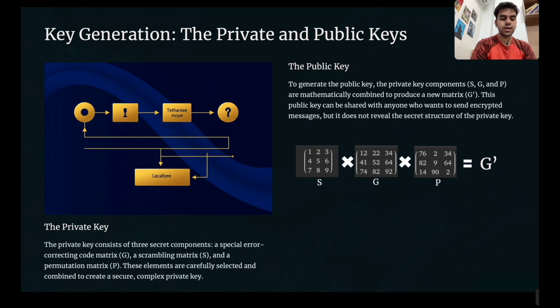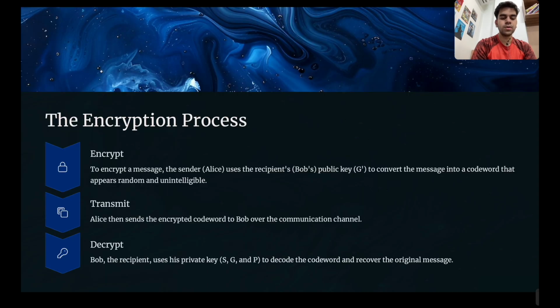Here's the clever bit. Even though G prime was created using S, G, and P, it looks like a totally random generic code matrix. It doesn't give away the secret structure of G or what S and P are. Trying to figure out S, G, and P just from the public G prime is designed to be incredibly difficult. So Bob, who wants to receive messages, keeps S, G, and P secret and publishes G prime for the world to use. Now I'll hand over to Aditya to explain how Alice uses Bob's public key to send him a secret message and how Bob uses his private key to read it.